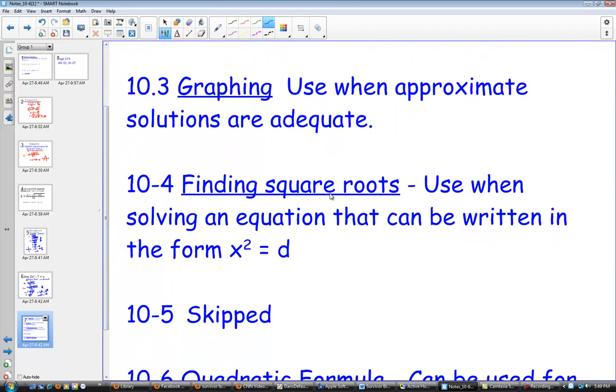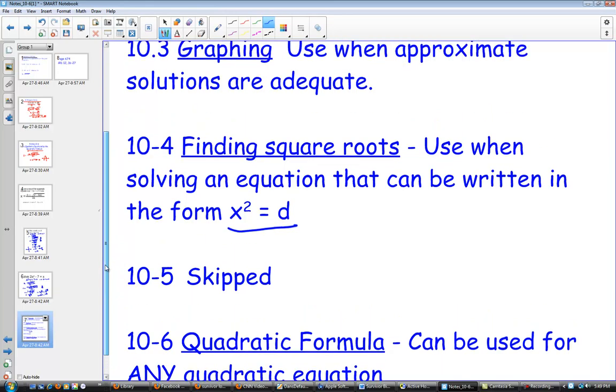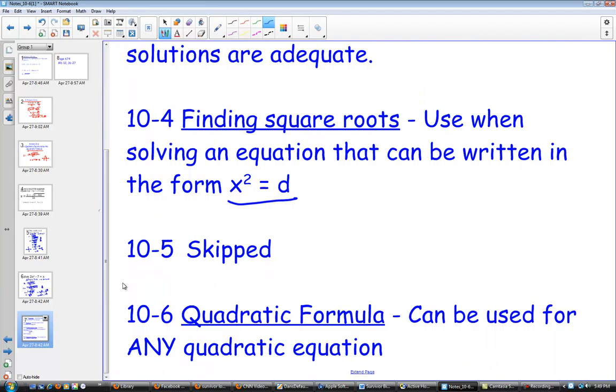And then in 10.4, we're finding square roots. That's what we just got done doing. Use when solving an equation that can be written in this form. 10.5 we skipped. 10.6, the good thing about 10.6 is we can use that on any quadratic equation. There's no limitations. So those are our choices that have been laid out for us, and it's really up to you which one you want to use and which one you feel most comfortable with. But I want you to practice so that you're comfortable with all of them, because sometimes the directions are going to demand you to do it a certain way.